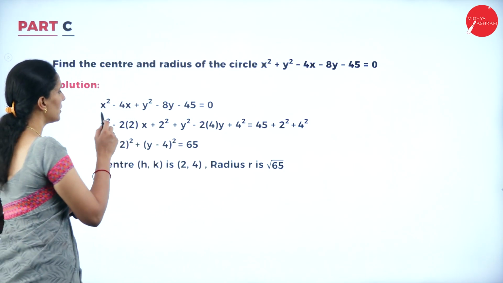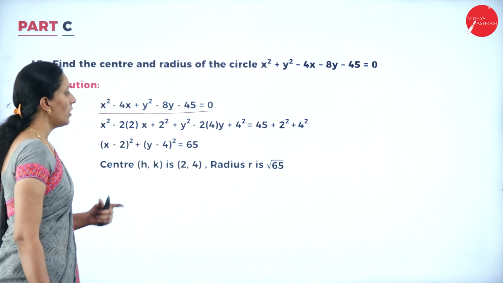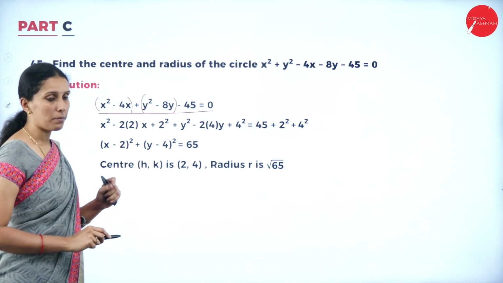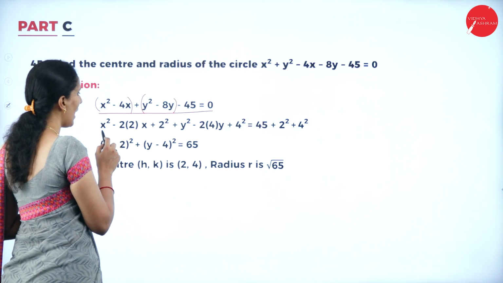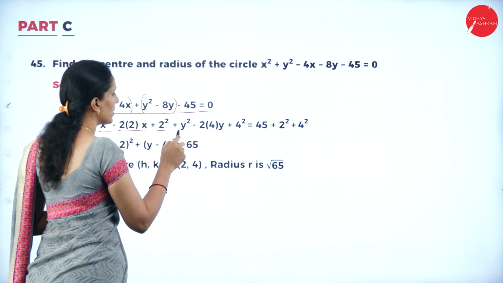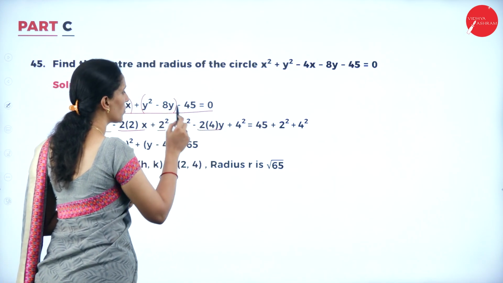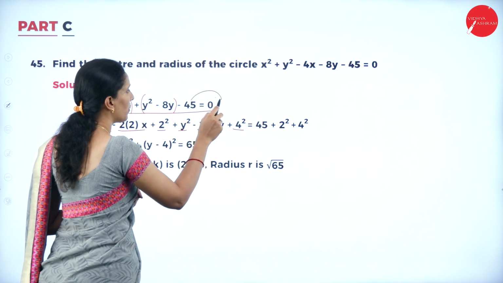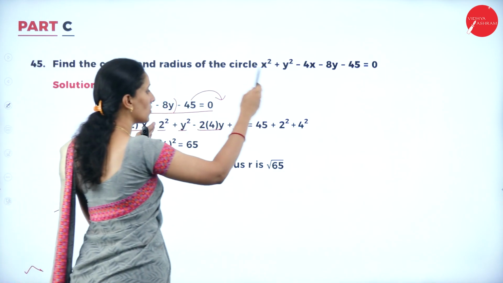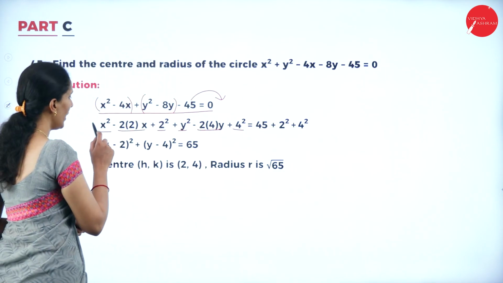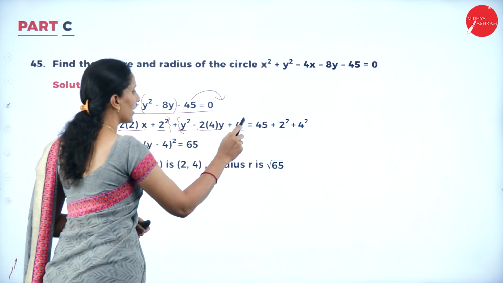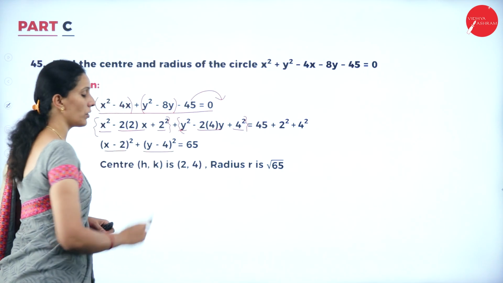So here we have this as the equation. Now let me convert this to perfect squares. To convert them, x square minus 4x can be written as minus 2 into 2x, add 2 square. y square minus 8y can be written as minus 2 into 4y, add 4 square. Similarly, on the right side, 45, add 2 square, add 4 square, because once you add on the left hand side, the same thing should be added on the right hand side also. So this can be written in the form of (x minus 2) whole square plus (y minus 4) whole square is equal to 65.